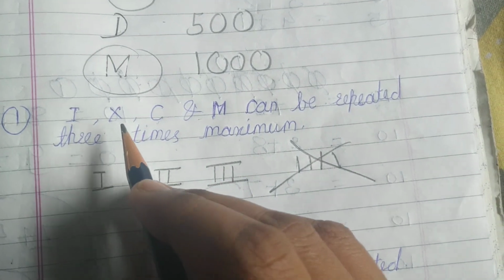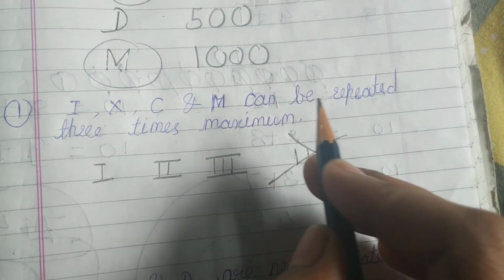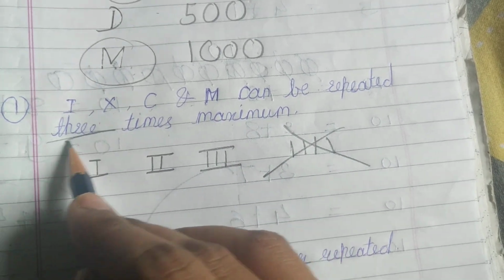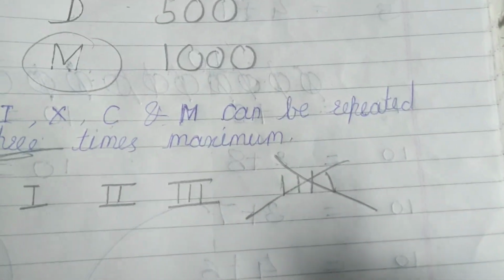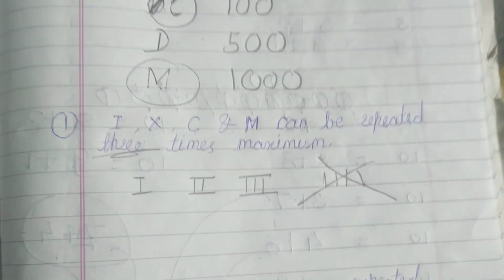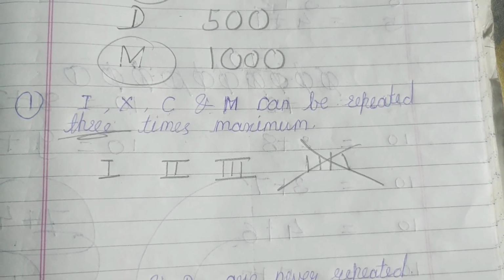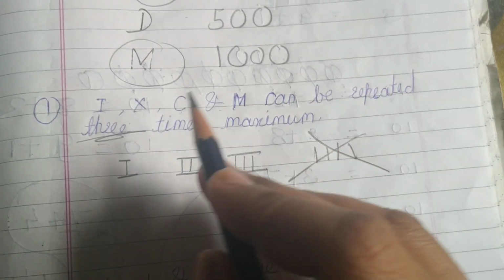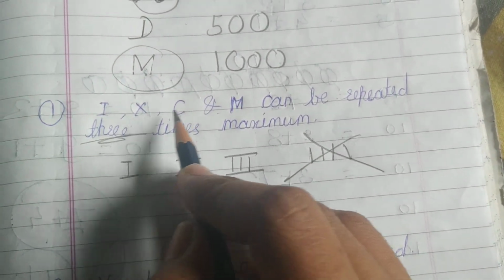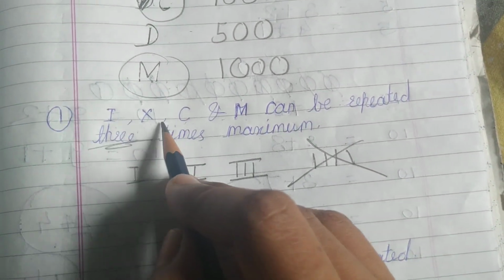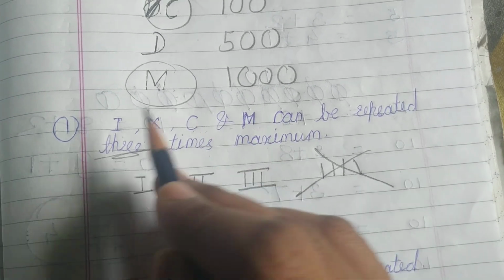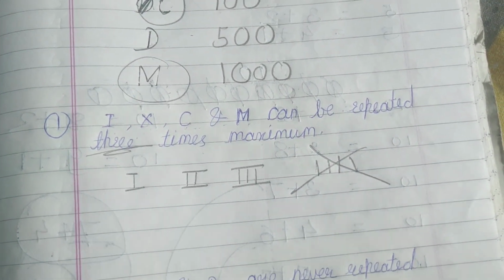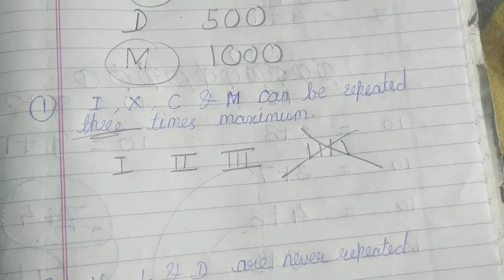Why? Because this rule says we cannot repeat these letters more than 3 times. More than 3 times we cannot use this letter. Then how should we write the 5? I'll explain, okay? But please remember these letters I, X, C, M, that means 1, 10, 100, 1000. We can use them maximum 3 times, not more than 3 times.